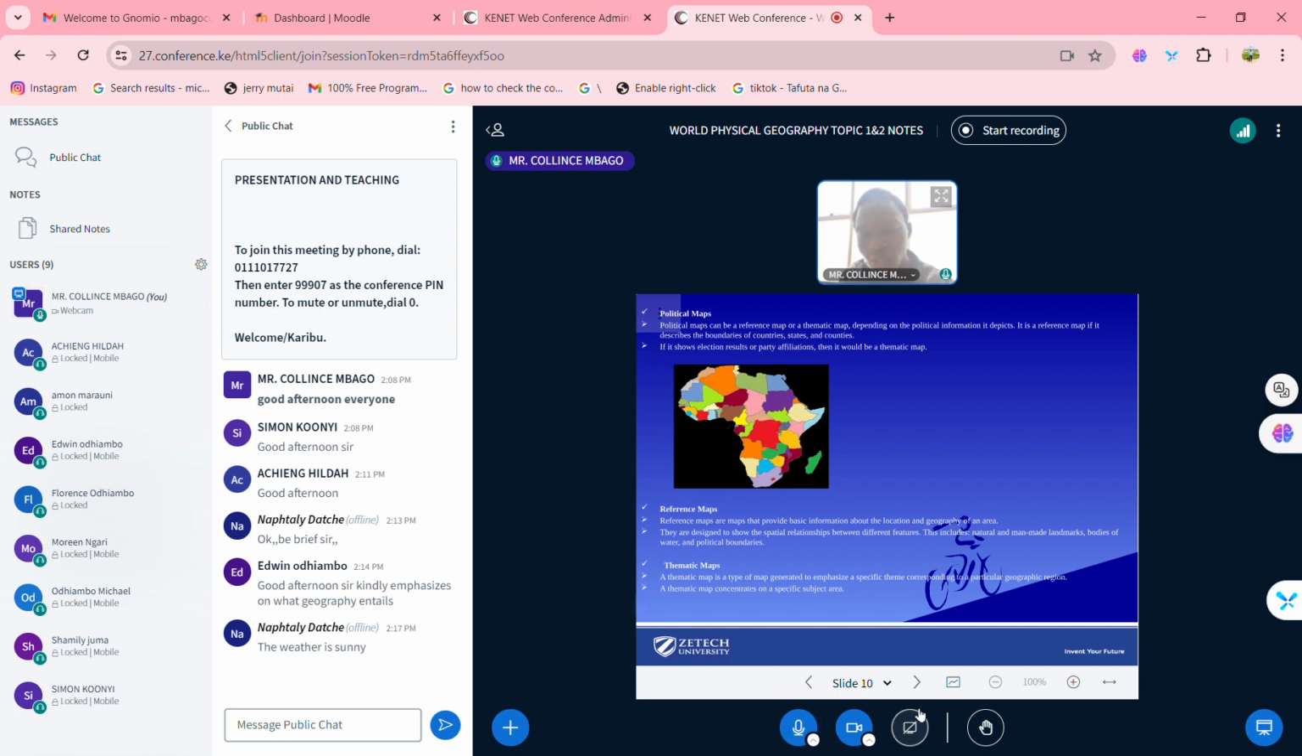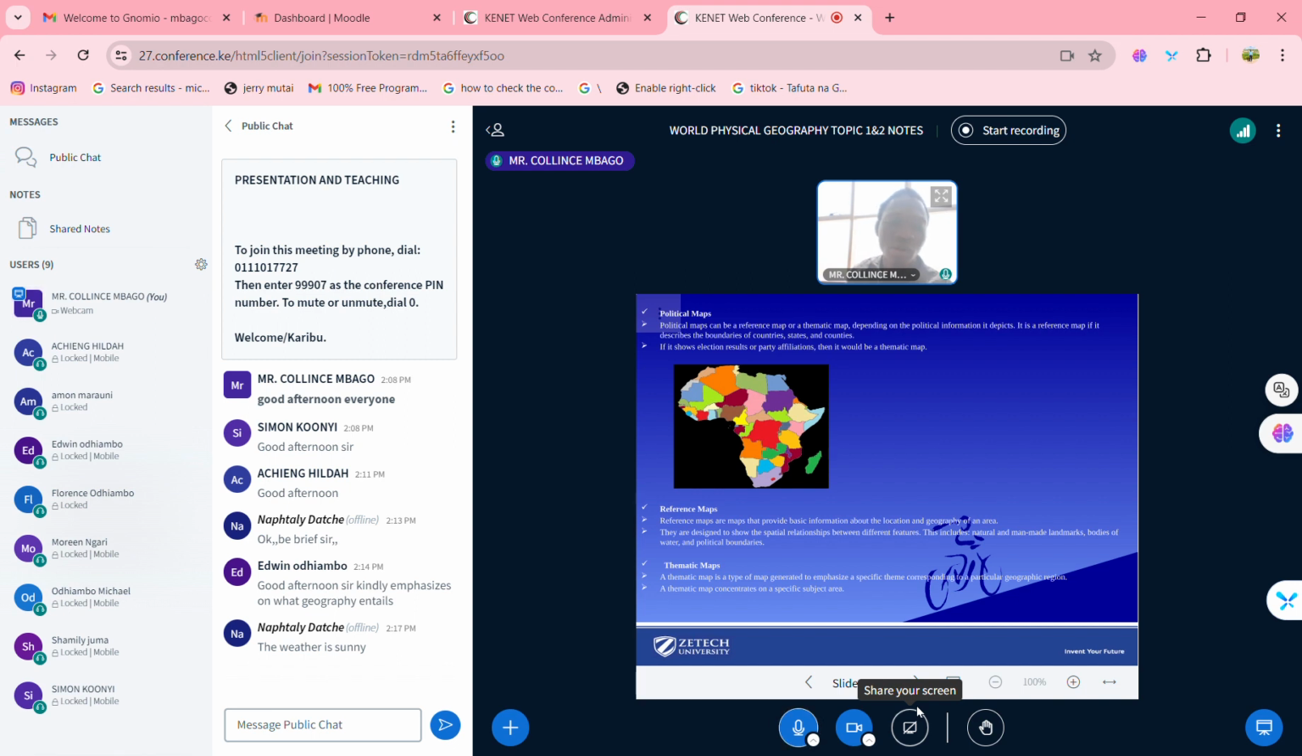Then we have reference maps. Reference maps are maps that provide basic information about the location and geography of an area. They are designed to show the spatial relationship between different features. This includes natural and man-made landmarks. We have bodies of water.